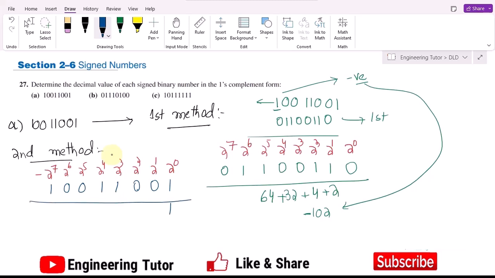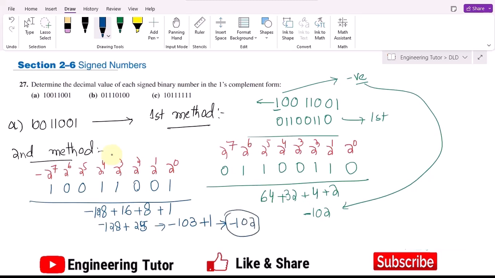So here I will get 1, plus this is 8, this is 16, and this is 128, so negative of it is minus 128. Now I will have 16 plus 8 is 24, plus 1 is 25. So here I have 25. Minus 128 plus 25 is how much? That is minus 103. At the end, we have to add 1 with it, so I will get minus 102.